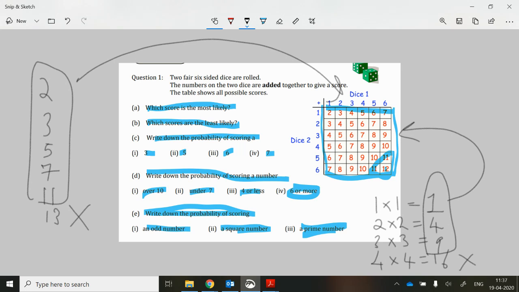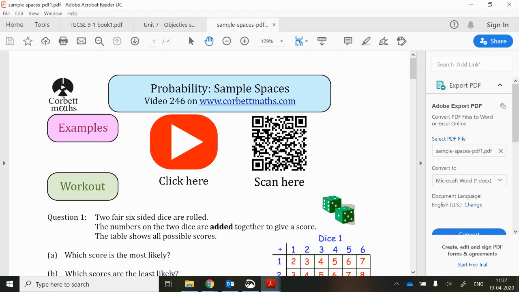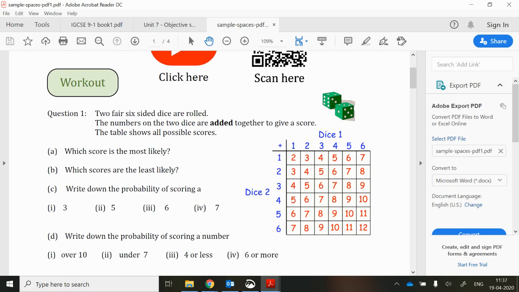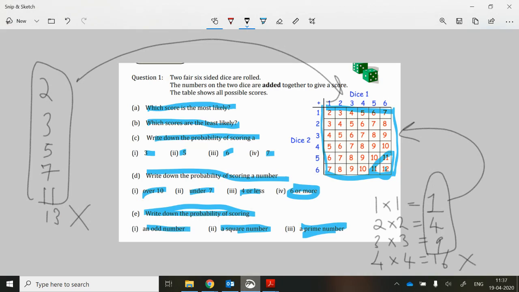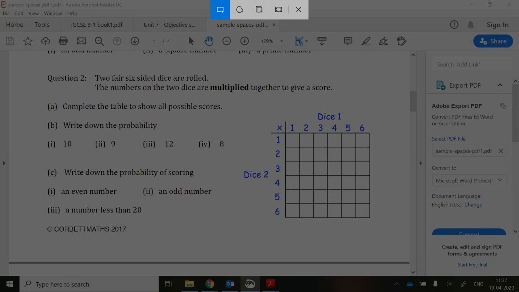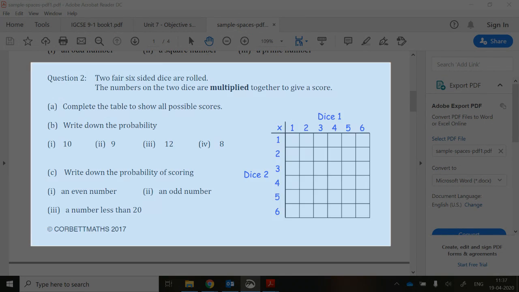Okay, guys, well, that's good. I'm going to keep going with these questions now. So question number 2, this one here. So let's just take a copy of this. Question number 2.